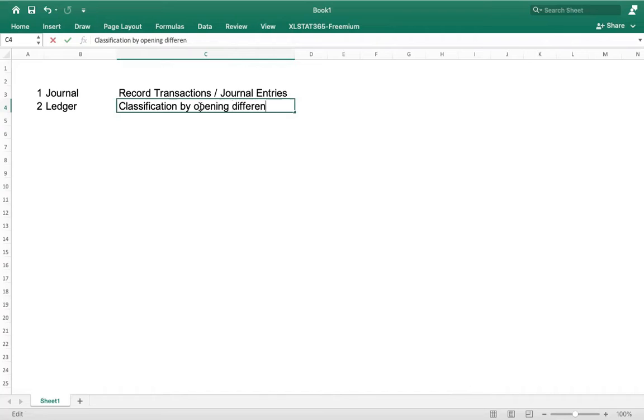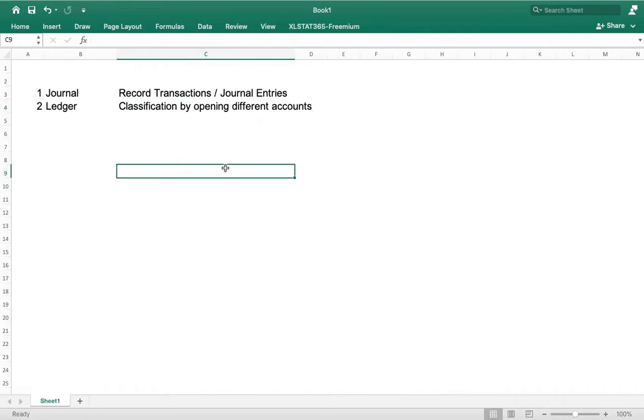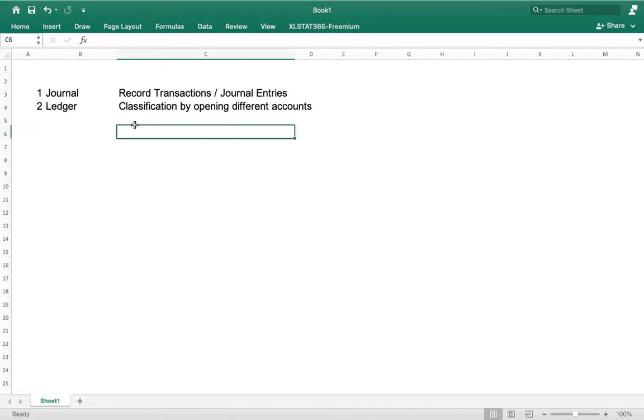Opening different accounts, right? Like one account for cash, another account for capital, then account for purchase, then account for sales, right? So that we do in ledger. Today we will practice on ledger a little bit, and then we will learn how to balance ledger accounts. This we will learn today, basically.